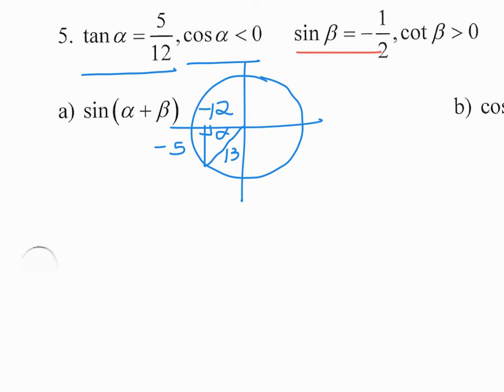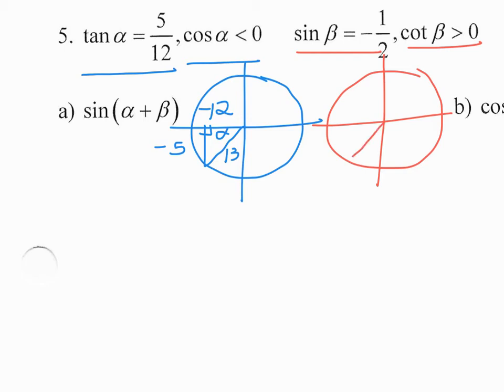Sine beta is negative, cotangent beta is positive. So again, you can see this one, hopefully after you think about it a minute, is also in the third quadrant. Here's my beta. Sine is opposite over hypotenuse. Come in with a negative. And go ahead and do Pythagorean or recognize the 30, 60, 90.